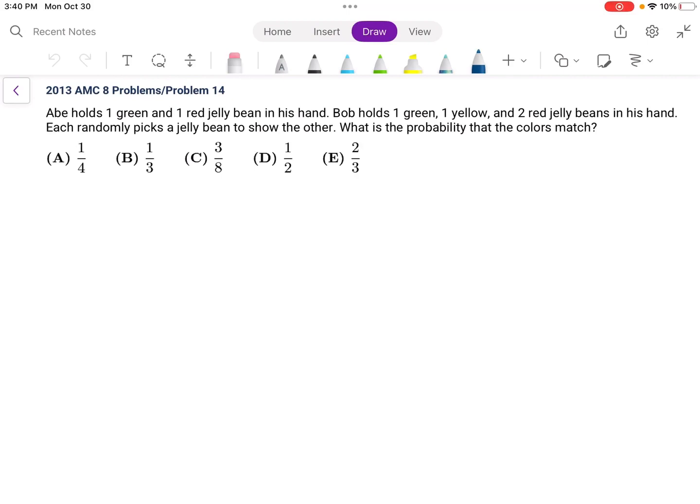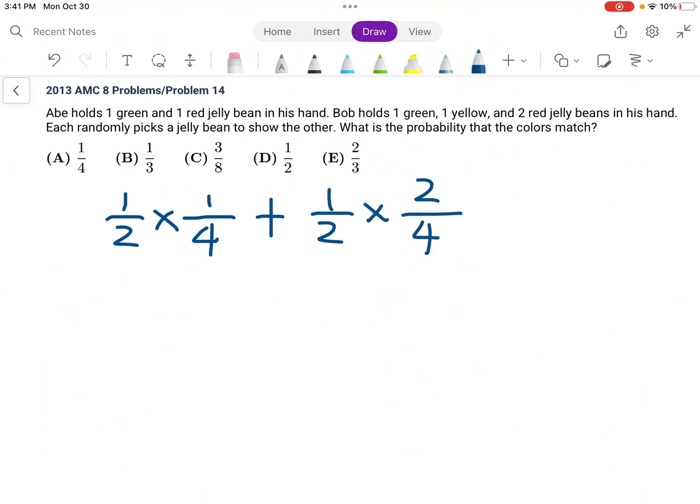Abby holds 1 green and 1 red jelly bean. So for the chance of green, it's 1 out of 2. And we multiply by the chance of green of the jelly bean Bob holds. That's 1 out of the 4 jelly beans. And we add the chance of the red jelly bean. For Abby, it's 1 over 2, and multiply that by that of Bob. That's 2 red jelly beans out of the 4. So that would give us the probability of the colors that match. And we simplify this, we get 3 over 8. So the answer is C.